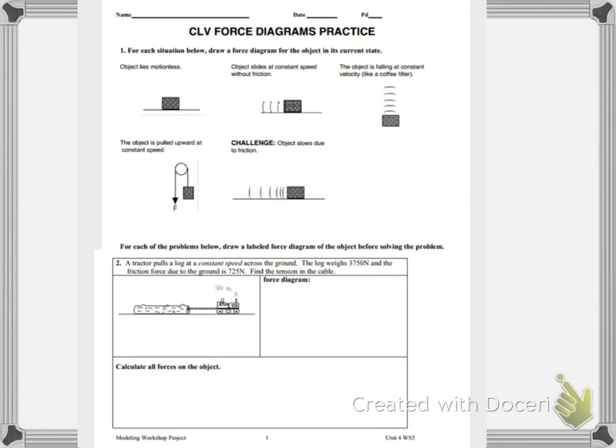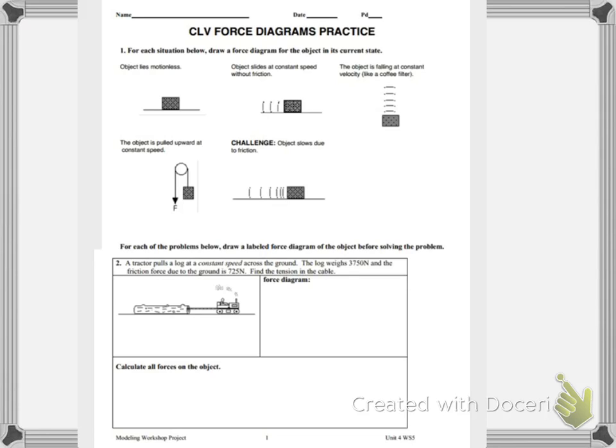Hey guys, welcome to the constant linear velocity force diagrams practice sheet. So we'll go ahead and get started with number 1, drawing the force diagram for the objects in their current state. So the first two: an object lies motionless, and an object slides at a constant speed without friction.